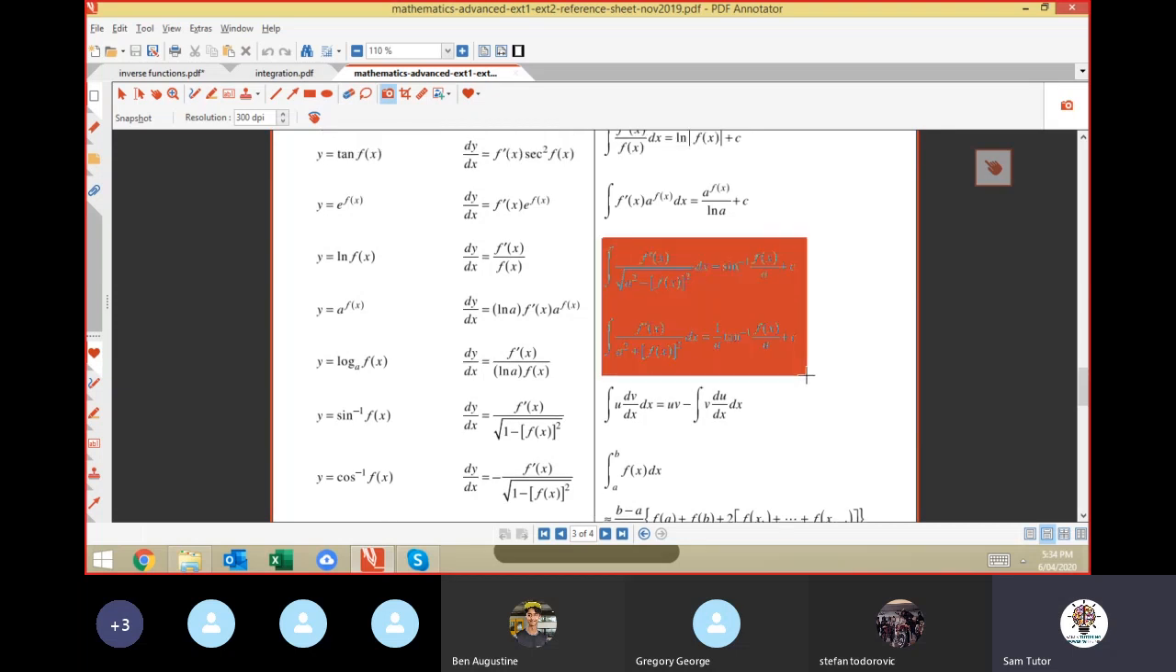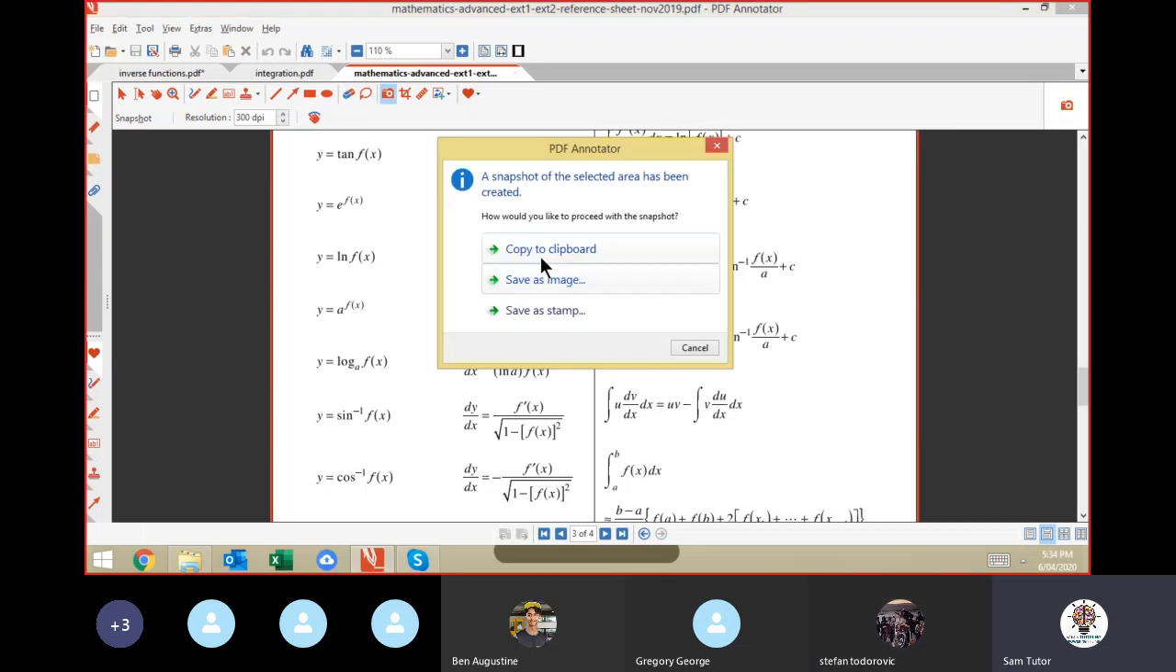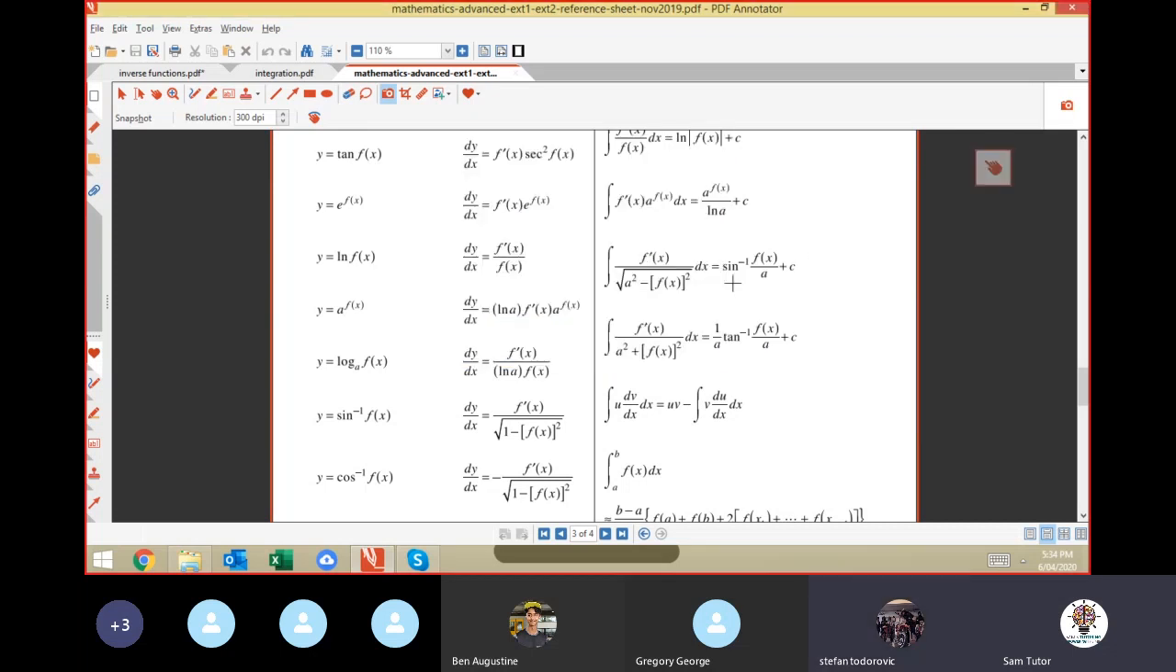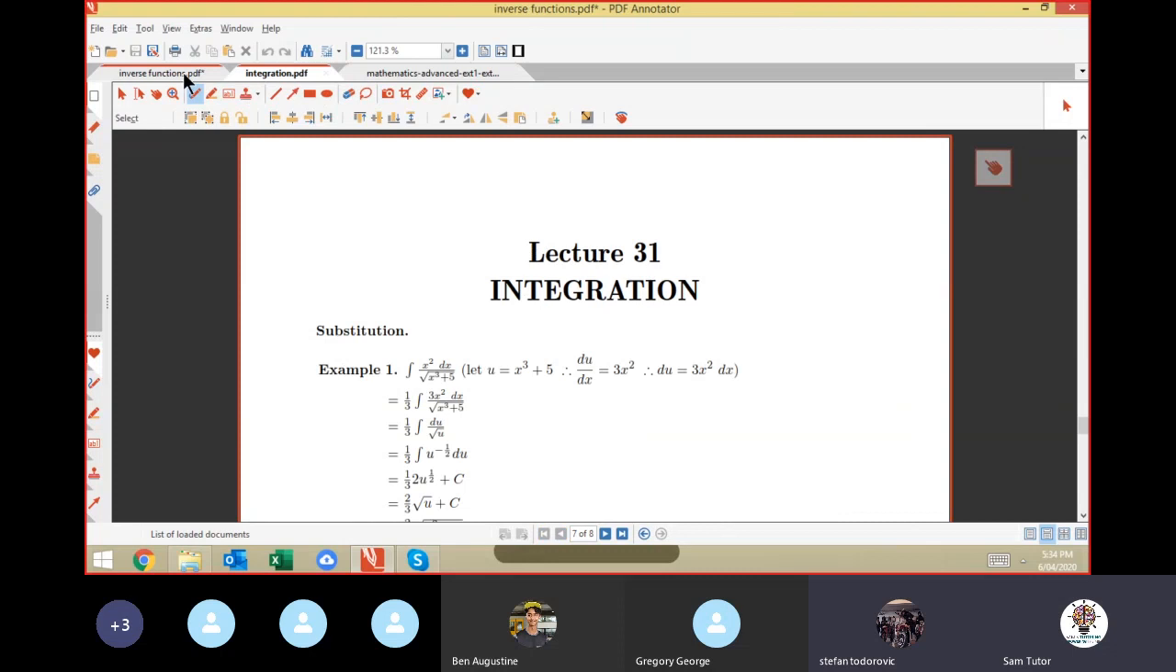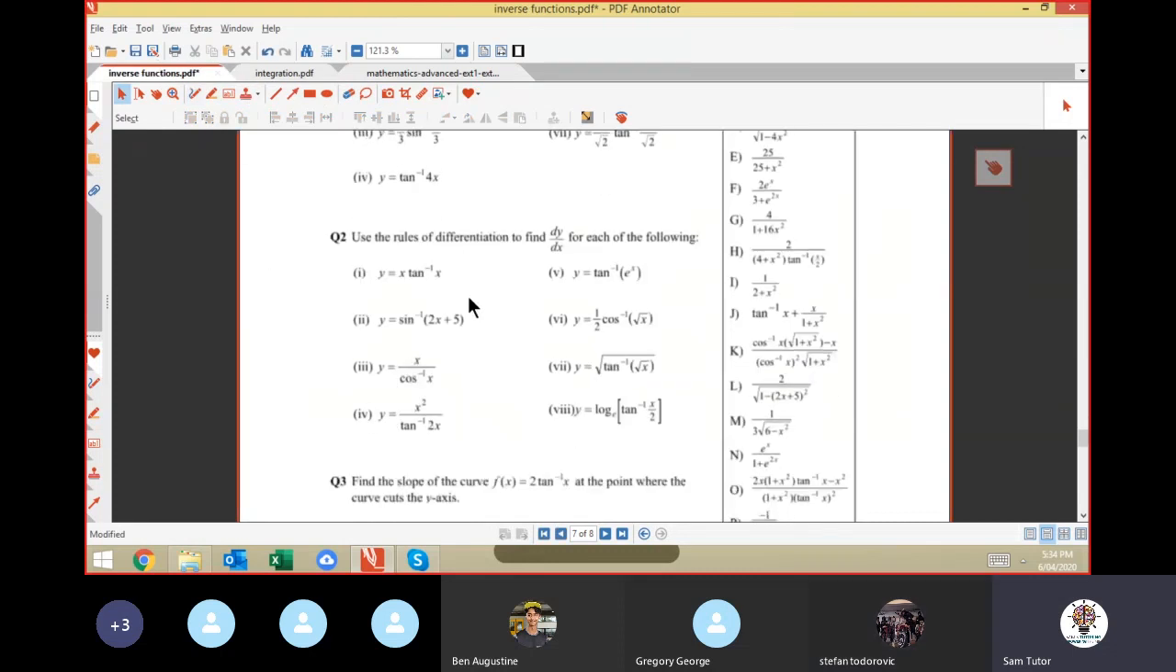You can see there isn't one for inverse cos, so there's just inverse sine, inverse tan. Reason being, inverse cos is exactly the same as inverse sine, except it has a negative. So they didn't bother writing it, I guess. But you've got it here. So exactly the same, except this will just be a negative inverse cos.